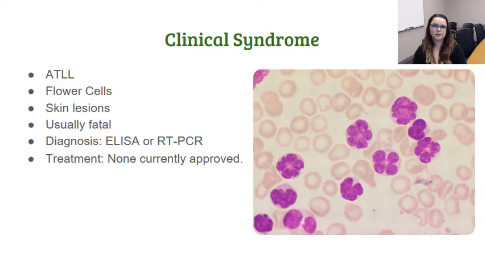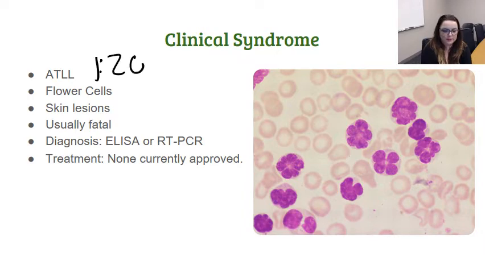Okay, so what's the syndrome? It's usually asymptomatic, but it can progress to ATLL in about 1 in 20 people. So pretty high odds if you contract it. 30 to 60 years. It's basically an acute or chronic neoplasia of CD4 positive T cells. And the malignant cells are often termed flower cells, because look at these beautiful flowers.